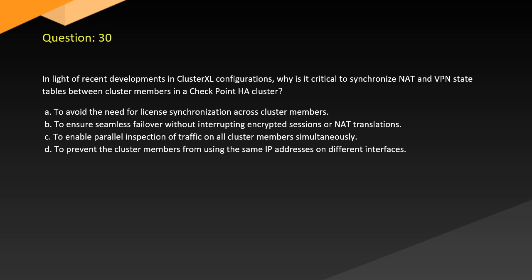Question 30. In light of recent developments in cluster XL configurations, why is it critical to synchronize NAT and VPN state tables between cluster members in a Check Point HA cluster? A. To avoid the need for license synchronization across cluster members. B. To ensure seamless failover without interrupting encrypted sessions or NAT translations. C. To enable parallel inspection of traffic on all cluster members simultaneously. D. To prevent the cluster members from using the same IP addresses on different interfaces.